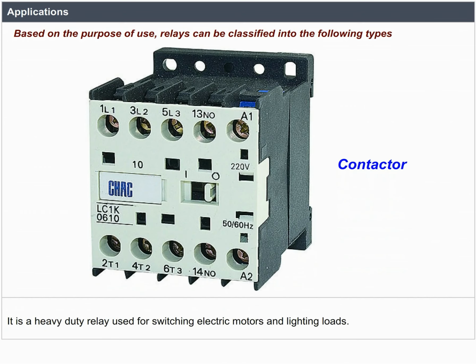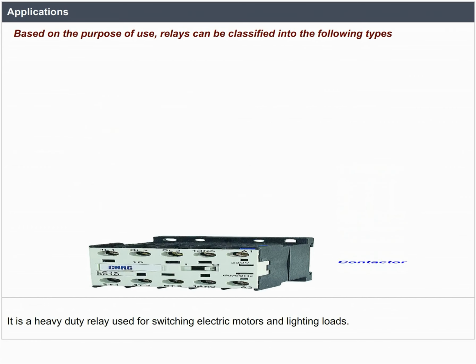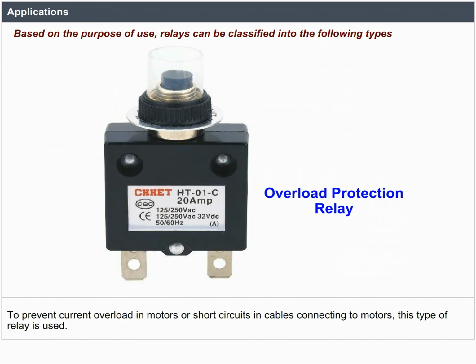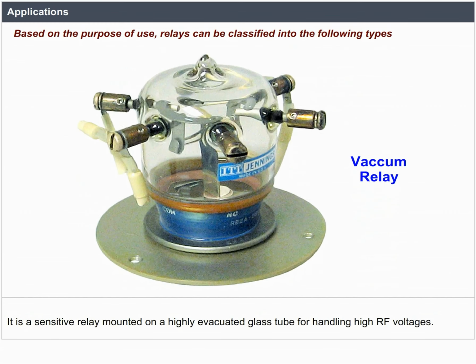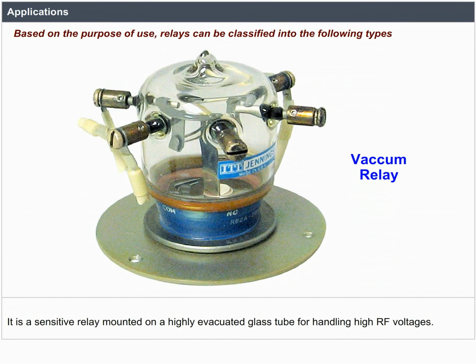Contactor. It is a heavy-duty relay used for switching electric motors and lighting loads. Overload protection relay. To prevent current overloads in motors or short circuits in cables connecting to motors, this type of relay is used. Vacuum relay. It is a sensitive relay mounted on a highly evacuated glass tube for handling high RF voltages.